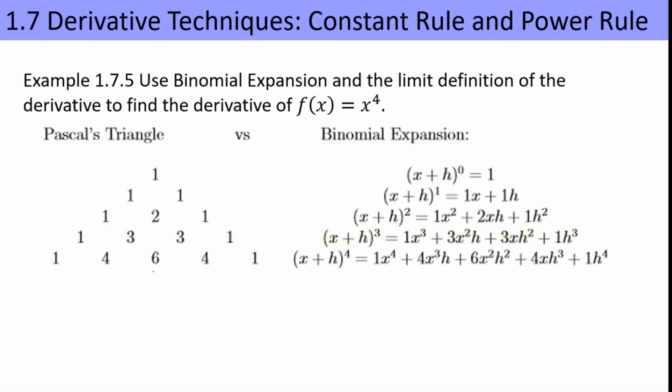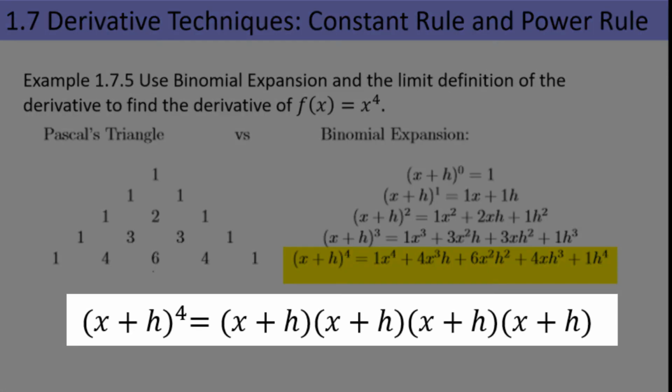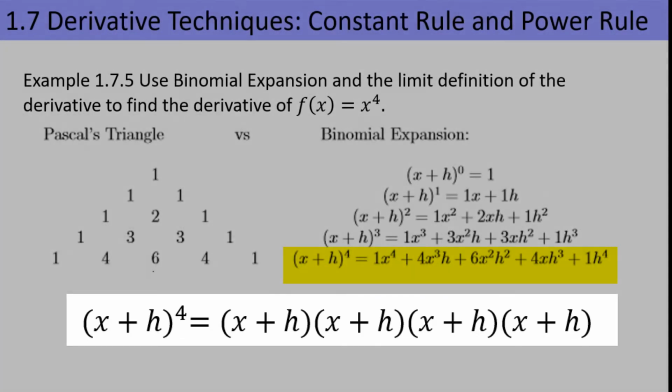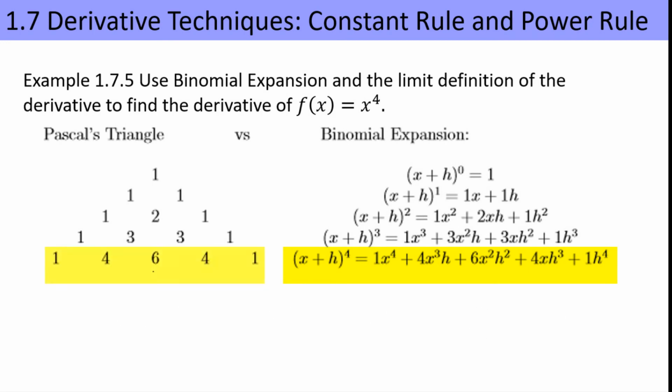And finally, (x + h) to the fourth. That means (x + h)(x + h)(x + h)(x + h). We could cumbersomely multiply that binomial out 4 times or use the pattern from Pascal's triangle. The coefficients are 1, and then the sum of the two numbers above, 1 and 3, gives us 4 for the next coefficient, and then 3 plus 3 gives us the 6, and then 3 plus 1 gives us the 4, and then of course 1.